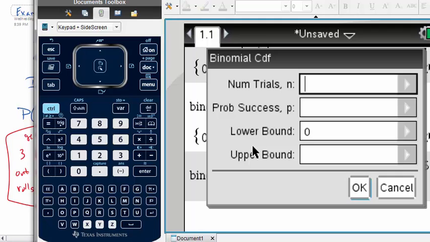Number of trials. Well, the number of trials was 7. Probability of success is 1/6. Lower bound, I want to add up everything from 0 up to and including 3. If it said what's the probability that X is greater or equal than 3, the lower bound would be 3 and the upper bound would be 7.